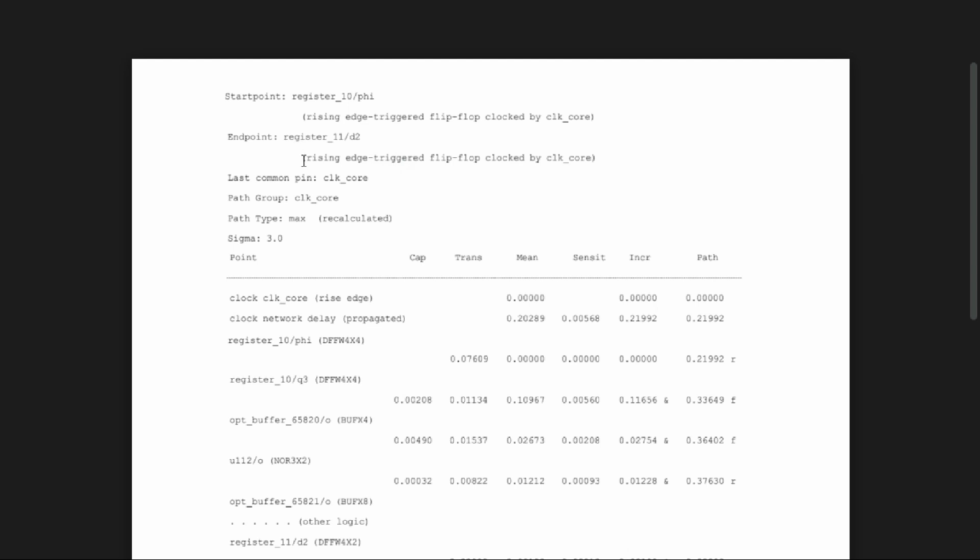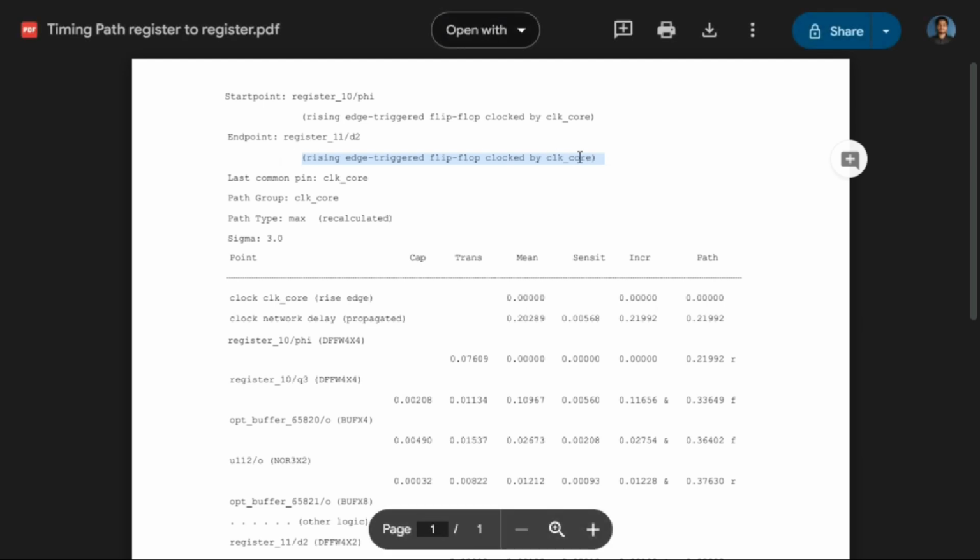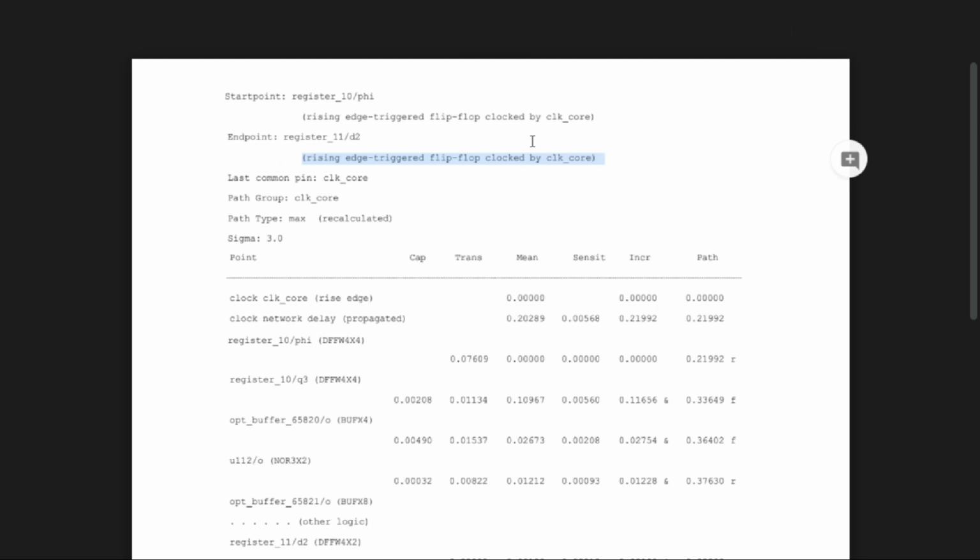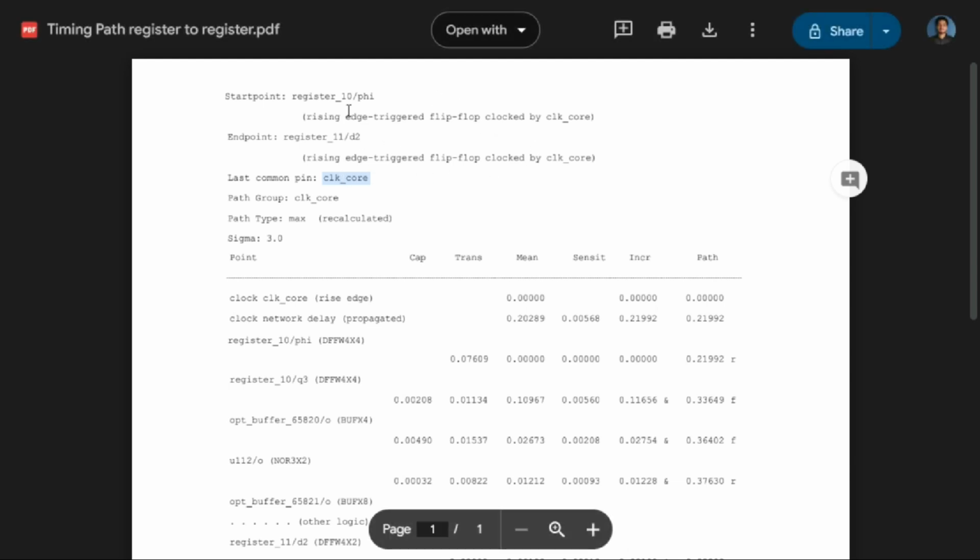All right, so also one thing that can be missing is, in some cases, it may not give you this information, that this clock information is not present. In that case, that is a serious problem of constraint. Okay, that constraint is missing over there. What this last common pin is signifying is that the clock CLK core is going to the start point and the end point, both of them.